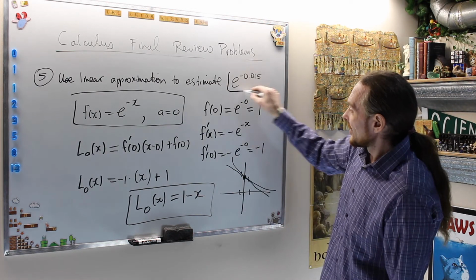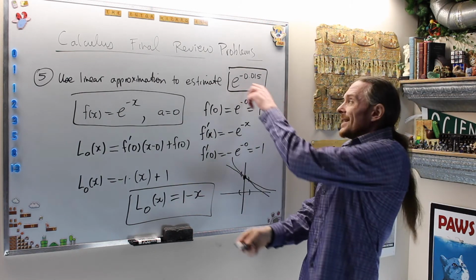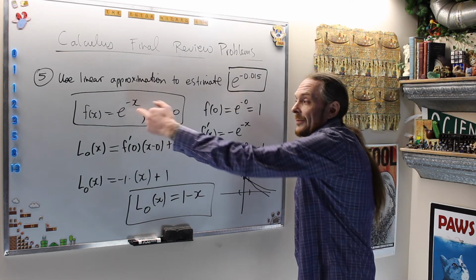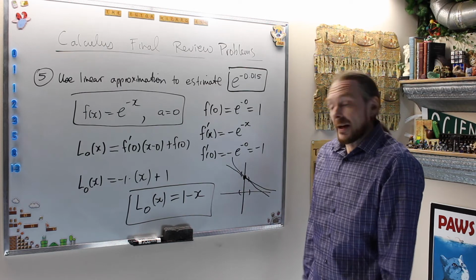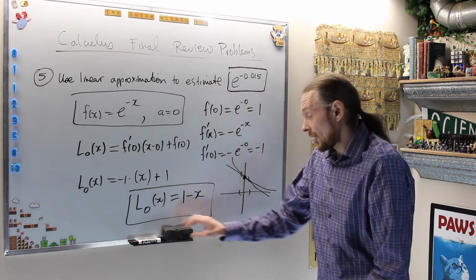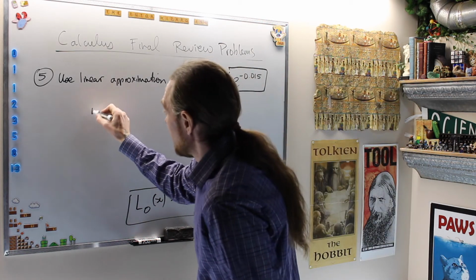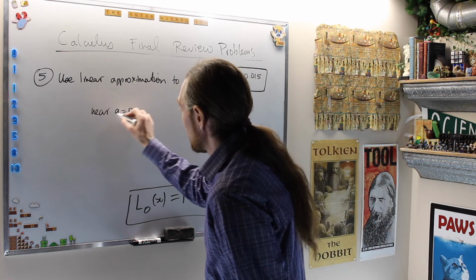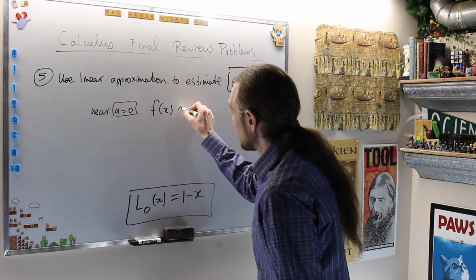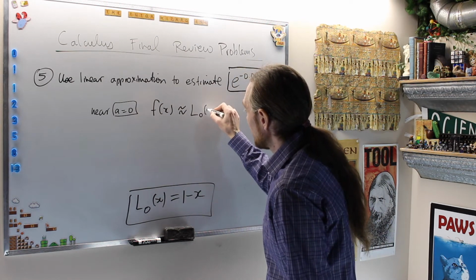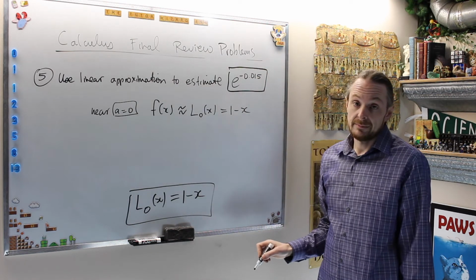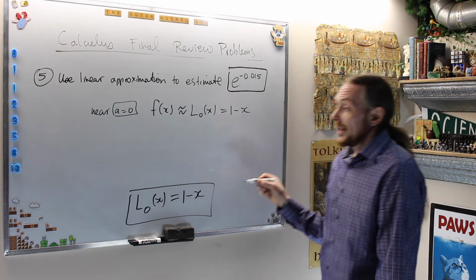To approximate this value, what we have to do is see this value as the value of a function near a point for some function f. And then we're going to evaluate that way and use linear approximations. First of all, near a equals 0, f of x is approximately equal to L0 of x, which is 1 minus x in this case.